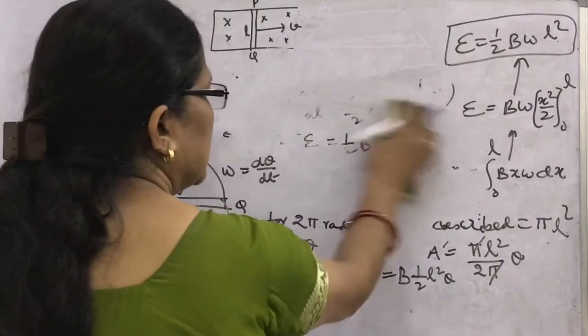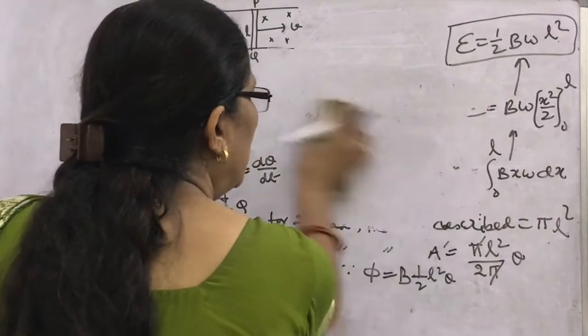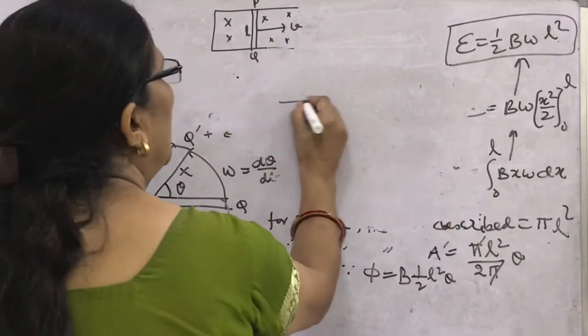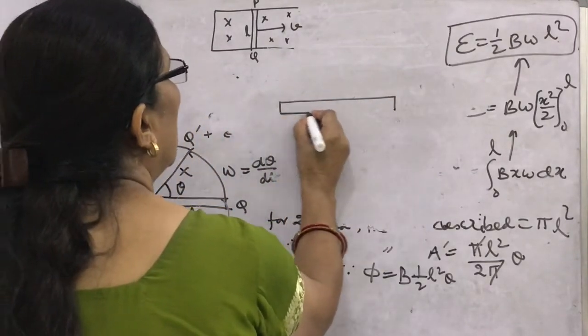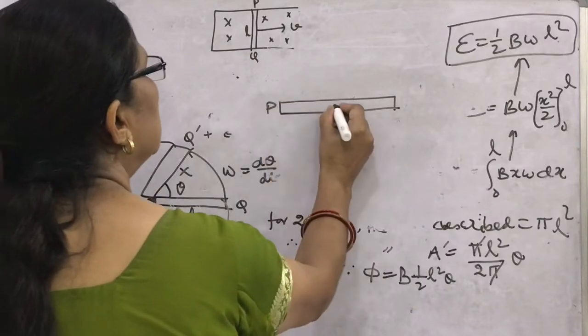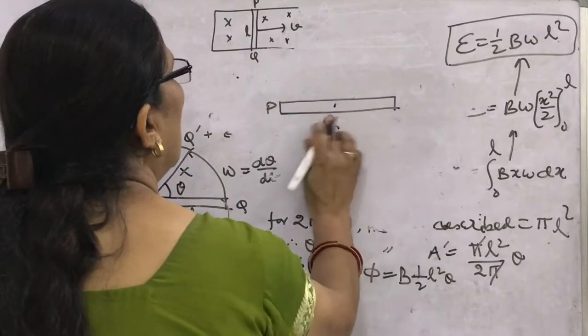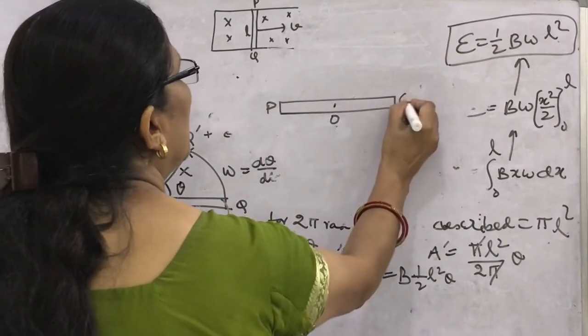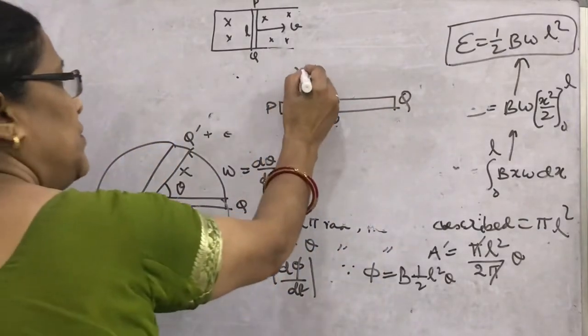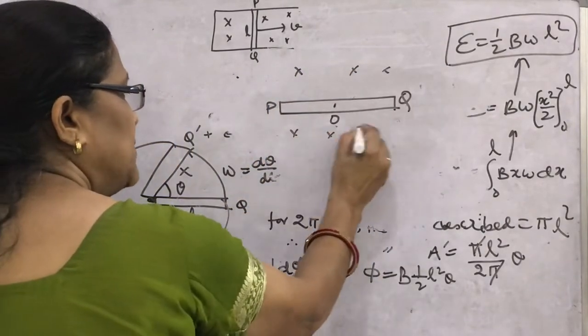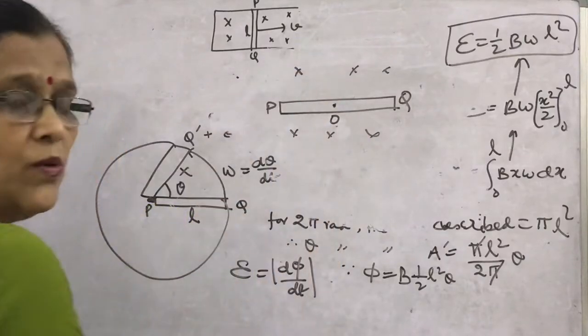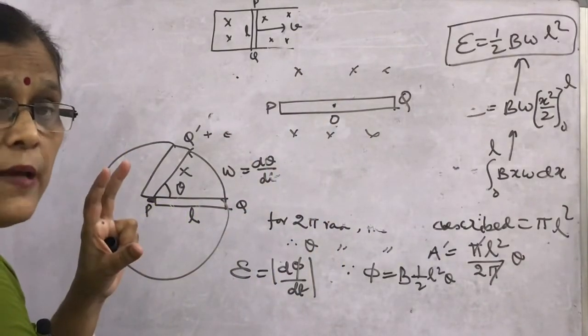An interesting case: suppose this rod is moving, and not at the end. Instead of the end, suppose the midpoint is O and this end is Q. Now in the uniform magnetic field, suppose the rod is moving about O. Can you tell what will happen?